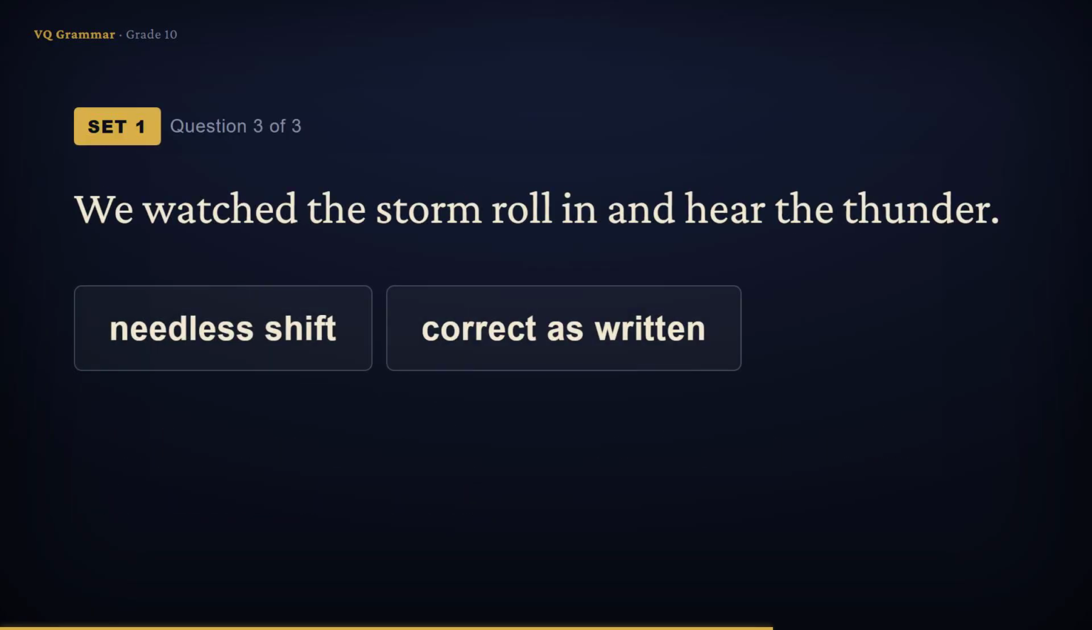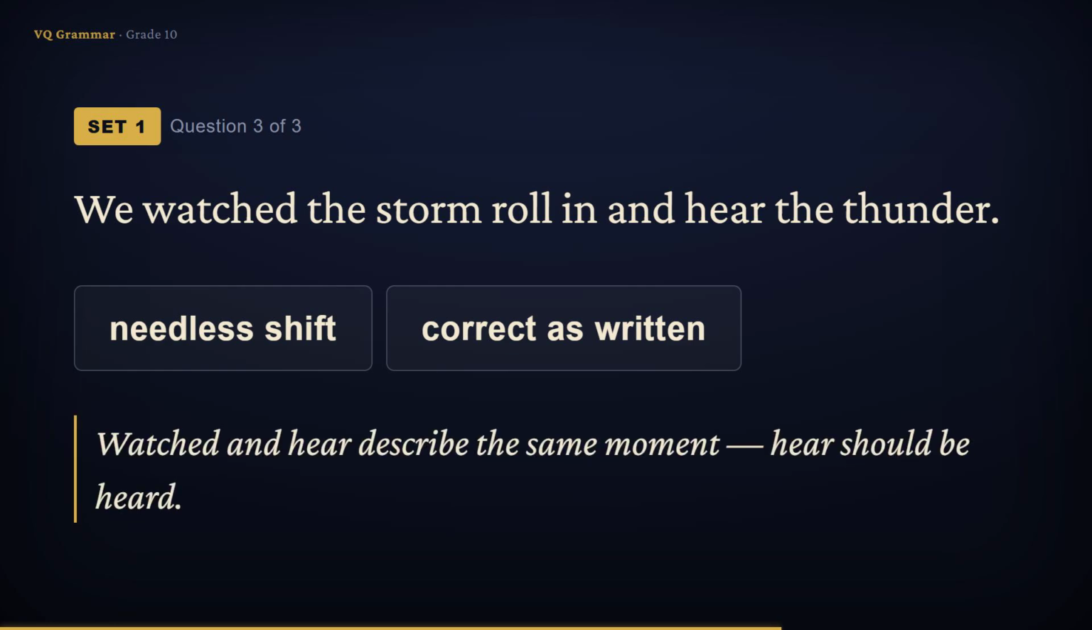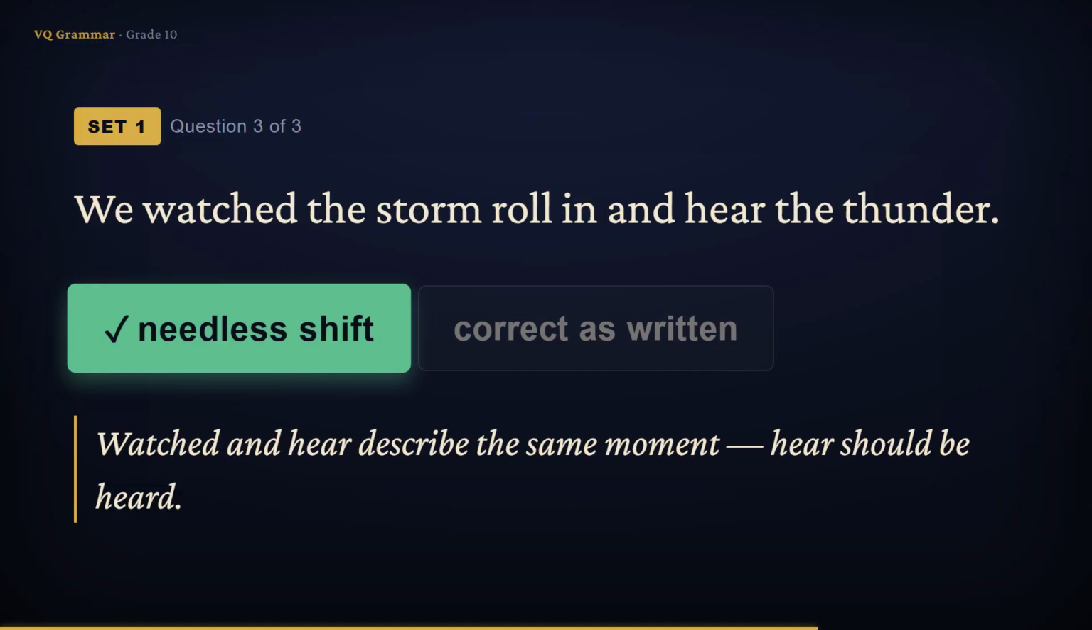We watched the storm roll in and hear the thunder. Verbs: watched, past, and hear, present. When did the hearing happen? During the same storm, in the very same moment as the watching. There's no earlier or later here, so the tenses must match. That makes this a needless shift. It should be, watched the storm roll in and heard the thunder.